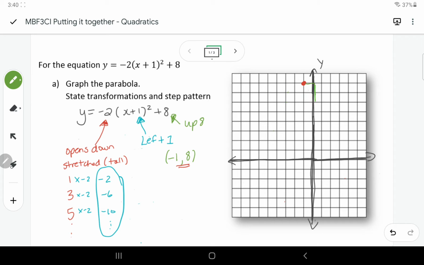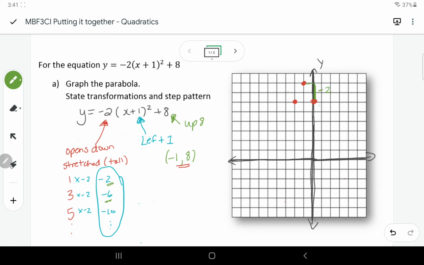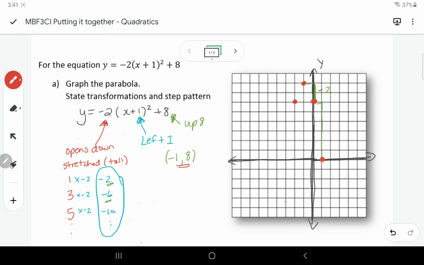Then we're going to look at the step pattern, which goes over 1, and normally it's down 1, but now I'm going down 2. So that's a -2 because of this -2, and that will be another point there. And I have to mirror that on the other side. The next step in the step pattern is a -6. So I'm going to go over 1 and down 1, 2, 3, 4, 5, 6, and that's right there. So I put another point and then mirror that on the other side.